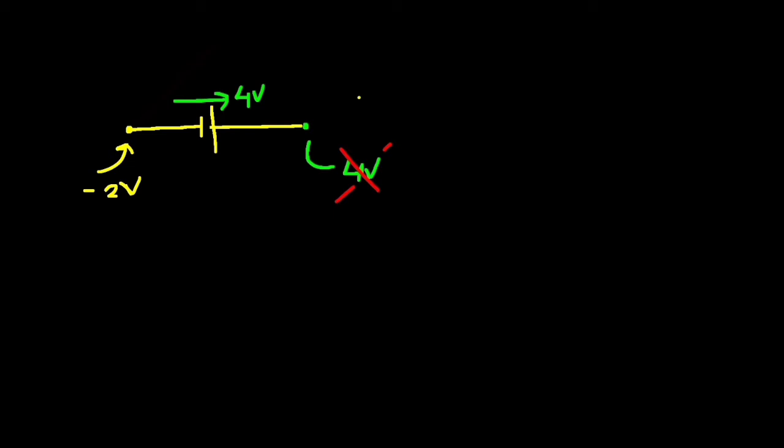The purpose of a cell is to produce the potential difference mentioned on it. Here it's mentioned that it would create a potential difference of 4 volts. So from the negative 2, it creates a potential difference of 4 volts. That is, the positive terminal has a potential greater than minus 2 by 4 volts. Therefore, it is 2 volts.